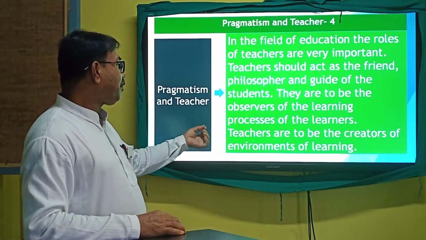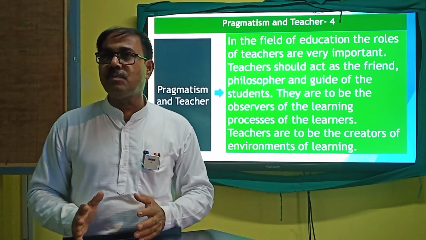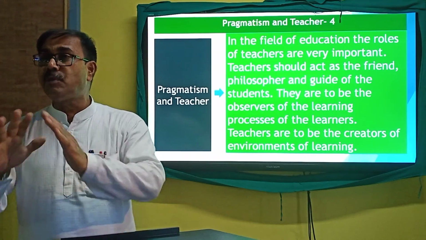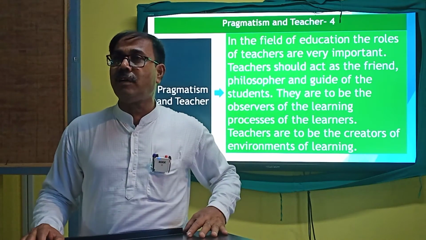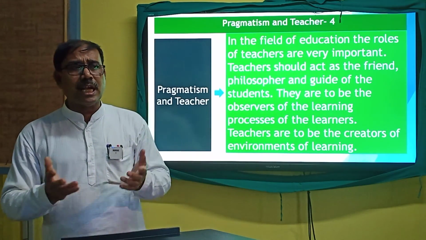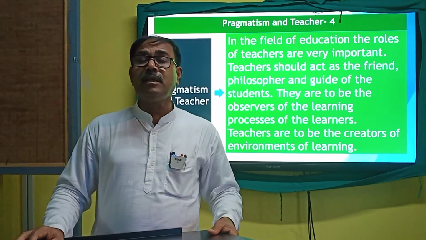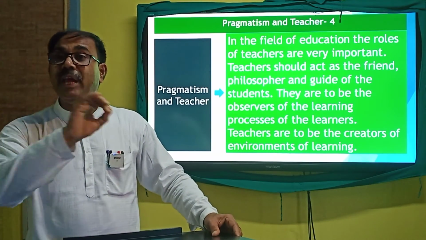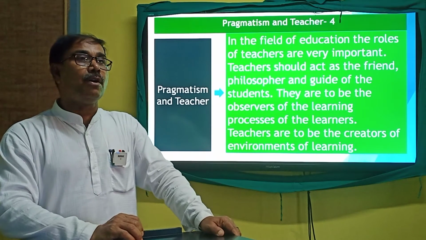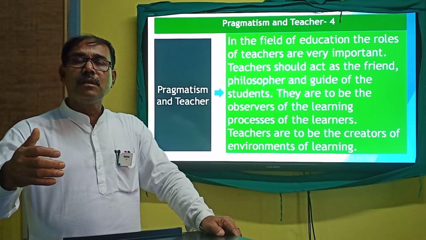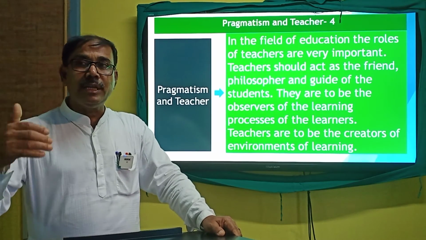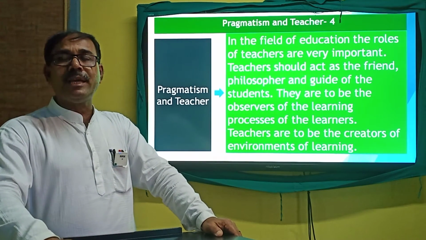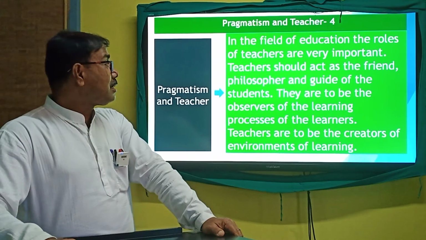Teachers are to be the creators of environments of learning. You needn't teach in the classroom situation, psychology informs. The basic duty of the teacher in the classroom situation is simply to create a proper as well as conducive environment of learning. And once you become successful in creating a proper environment of learning, students will learn as per their own capabilities, at their own pace and speed. This is very important for helping students learn practically, learn by enjoying the learning situation, being totally free from monotony as well as stress in learning.